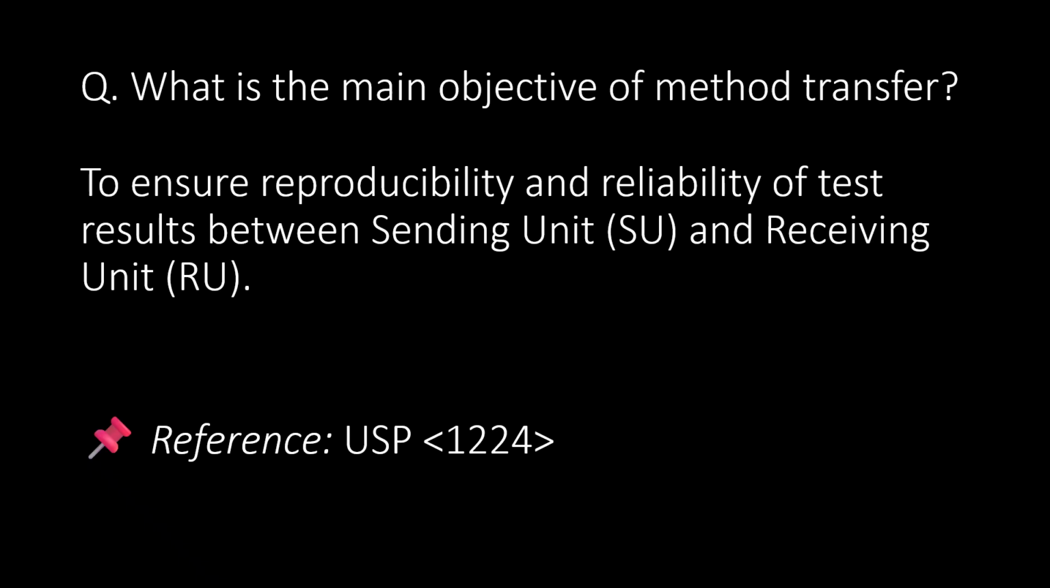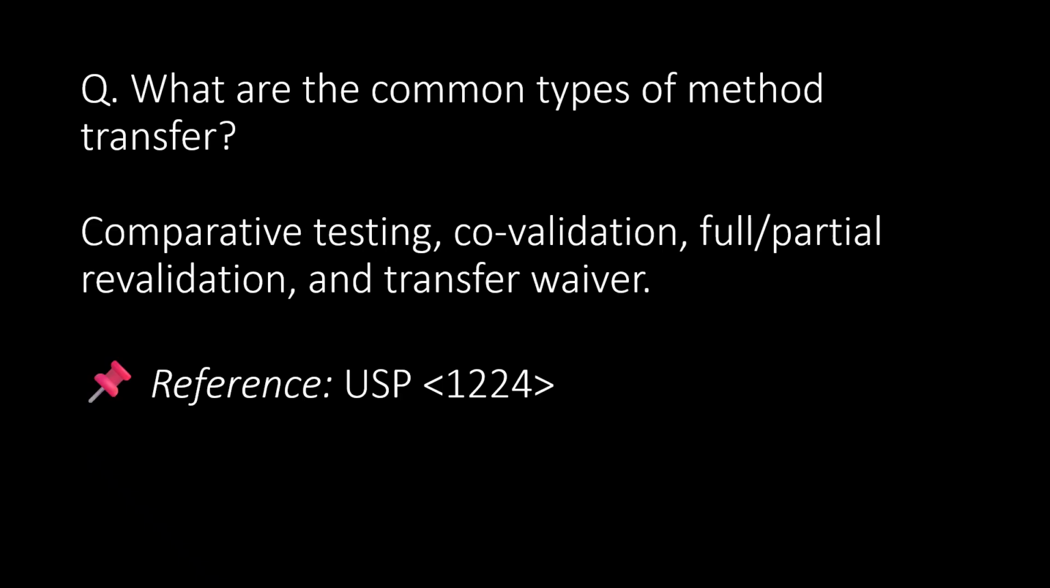What is the main objective of method transfer? The main objective of method transfer is to ensure reproducibility and reliability of test results between sending unit and receiving unit. Reference USP chapter number 1224.